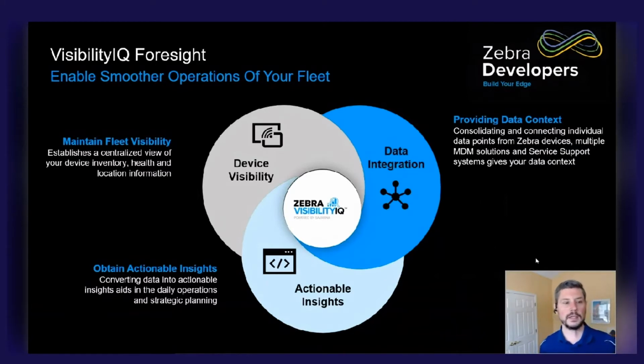So as we get in here, Visibility IQ is a platform Zebra has to really give users a much deeper understanding into the devices across an entire deployment, what they have, where they have it, the health of those devices, so they can really optimize each and every one of them across the deployment and get the most out of them. So how are we doing that?